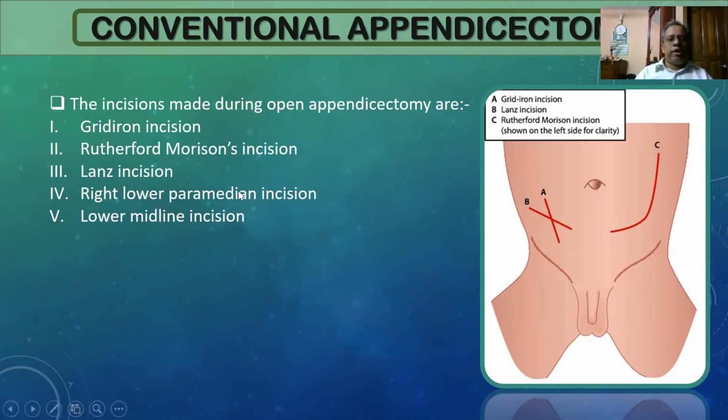The other two incisions are the right paramedian incision and the lower median incision. These two incisions are reserved for patients having a diagnostic confusion, or where there is a big lump that is not resolved, or a big abscess, or where you suspect other pathology. In those cases, you go for the lower midline or right paramedian incision. Either of these two incisions is given only in those cases. So these are about the operative surgery of open appendicitis.